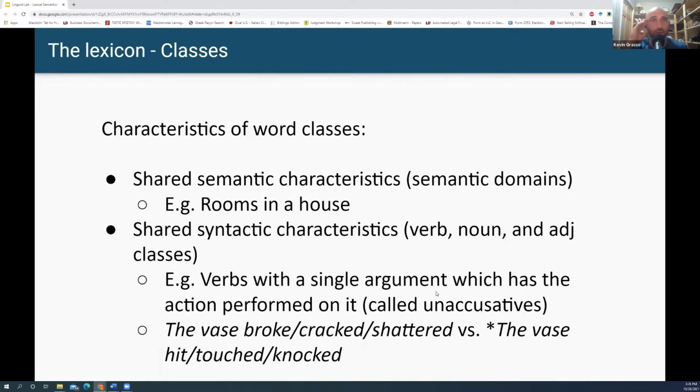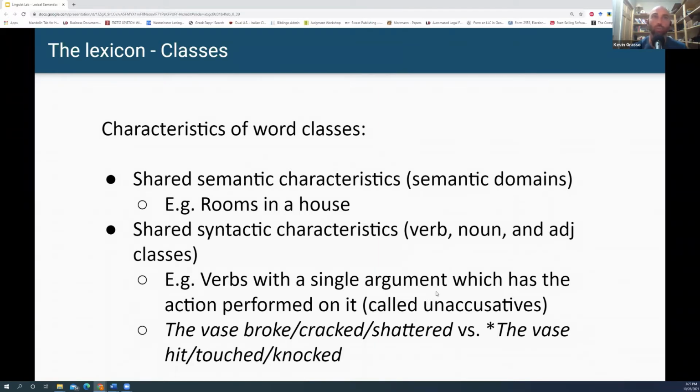So I have an example here. Verbs with a single argument, which has the action performed on it, right? Some of these are called unaccusatives. So I have this example: the vase broke, cracked, shattered, versus the vase hit, touched, knocked, right? So you can say, perfect, fine, the vase broke, or it cracked, or it shattered, right? It's very odd to say the vase hit. It's just weird, right? So the question is why? Like you might put break and hit in the same semantic domain, depending on how you divided them up, but syntactically they actually behave quite differently.